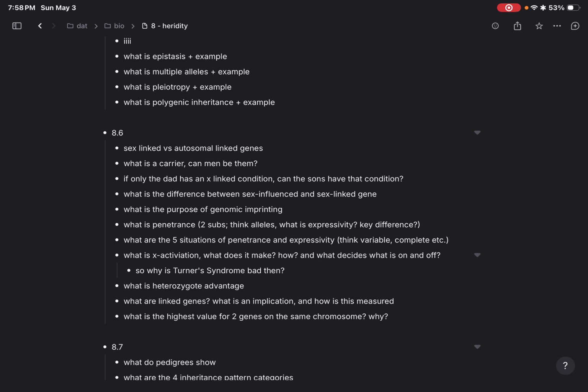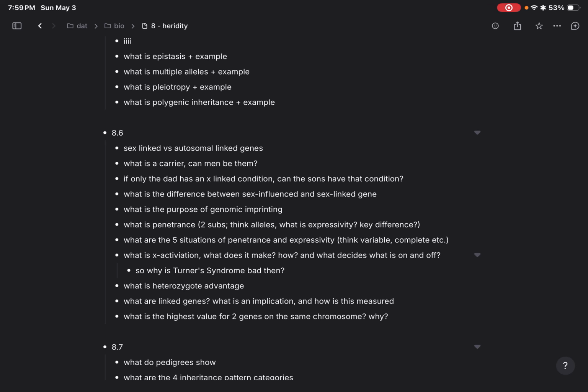And then expressivity is like how much you express it. So it's like body hair. You could have high expressivity of body hair, a lot of body hair, or you could have low expressivity, which is a little body hair. It's just like a range of values, the variation. So the key difference, what I would say is penetrance is, are you there or are you not? And then expressivity is like the range, in the middle.